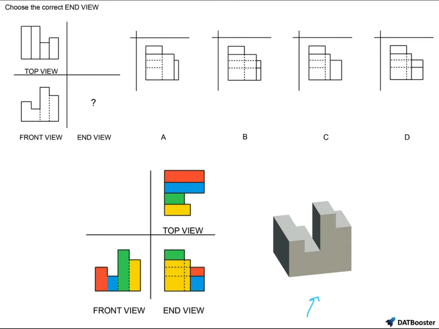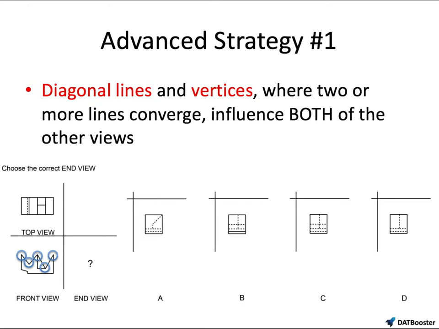So next, I want to quickly cover some advanced strategies, some tips and tricks you can keep in the back of your mind when you play this top front end game. So the first is that diagonal lines and vertices or corners where two or more lines meet influence both of the other views. That's because diagonal lines represent slopes or gradual changes in elevation that are by nature three-dimensional. So you can appreciate how, unlike vertical lines and horizontal lines, vertices, like we see in this front view, influence both of the other views.